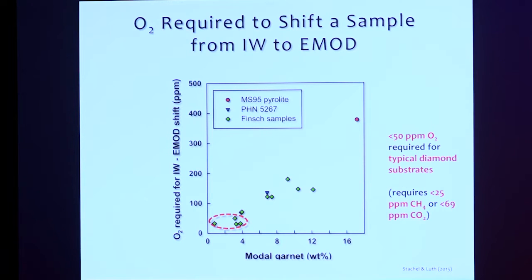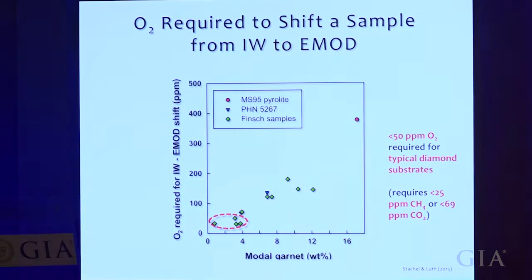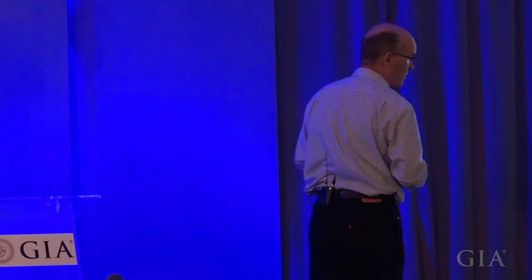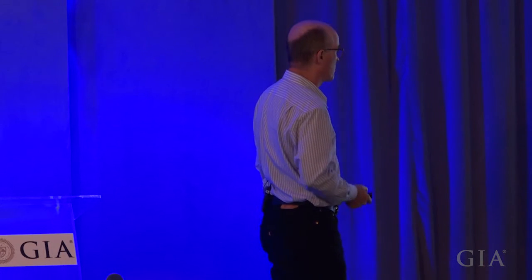And now let's look at how much oxygen we need to pull them across the entire diamond stable region. And it is 50 ppm of oxygen. That's all that is required to pull these rocks across the diamond stable region. So if we convert that in terms of fluid, then that means we only have to add 25 ppm of methane or 70 ppm of CO2, and we have pulled these rocks from metal stability to carbonate stability or the other way around. You can express that as you just have to breathe at them, and they will be completely changed in their redox properties.